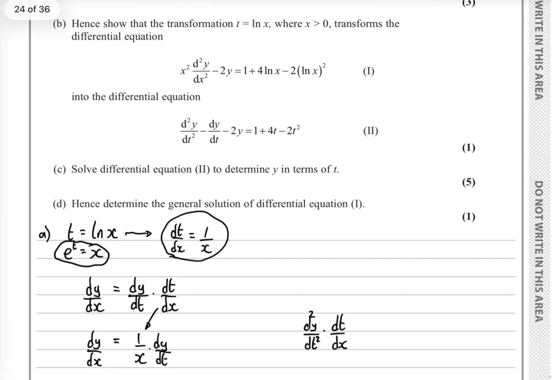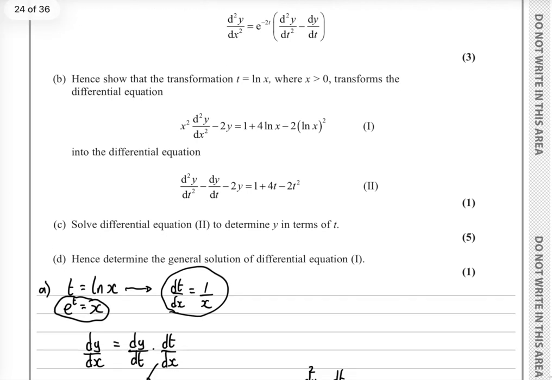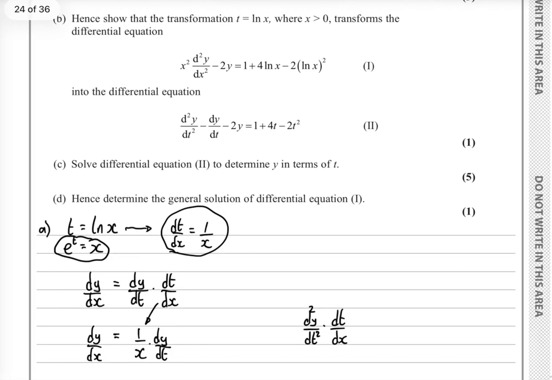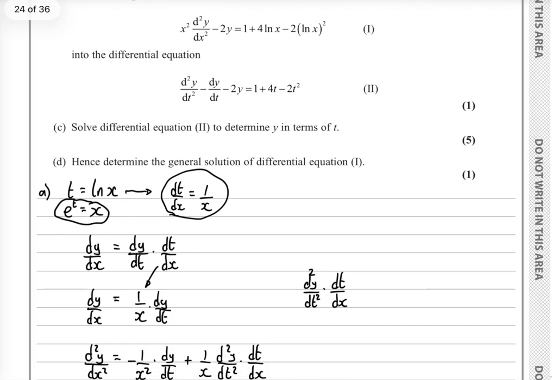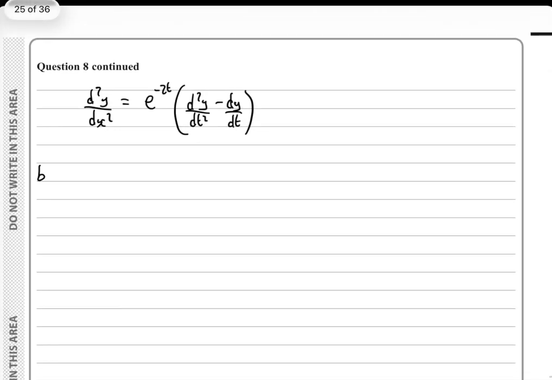Let me just double check. Yes. Hence, show that the transformation t equals log x transforms the differential equation number 1 into the differential equation number 2. Okay, that's fairly awkward. I'm going to copy and paste that down, and we're looking to transform it into a fairly normal second order differential equation where the two derivatives have a constant 1 and minus 1.